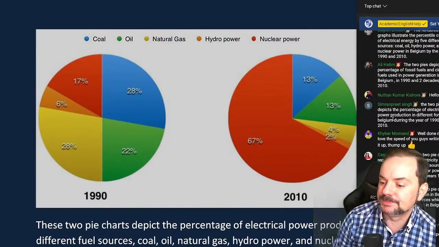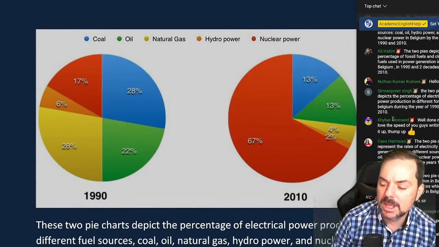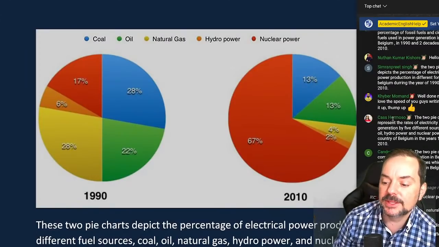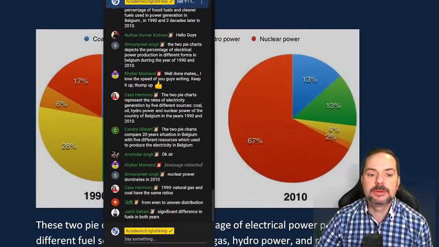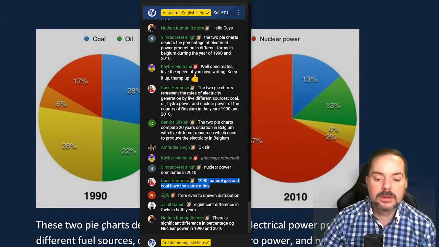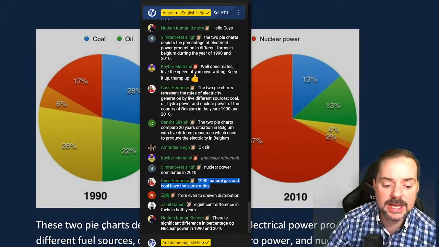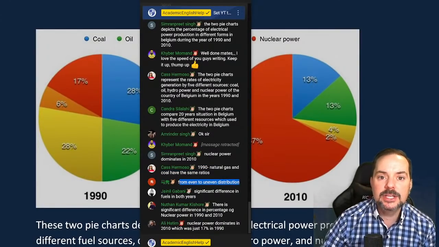So Sandra, Cass, Simranpreet, what do we see? Cass says, in 1990, natural gas and coal have the same ratios. Cass, I think that's too much detail. But then June, okay, let me show everybody what's going on here, what I'm looking at. Okay, so here Cass says natural gas, coal have the same ratios. We can talk about that a bit more later, Cass, but for now it's too much detail. June says it moves from an even to an uneven distribution. Yeah, June, I see that too.